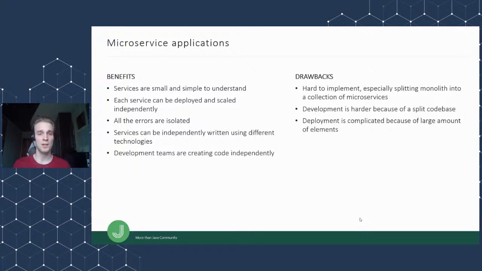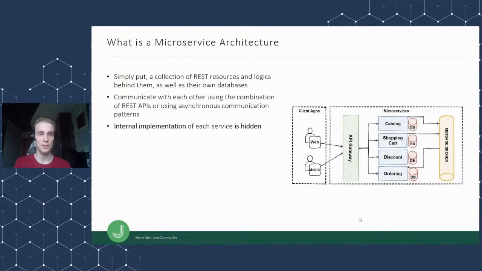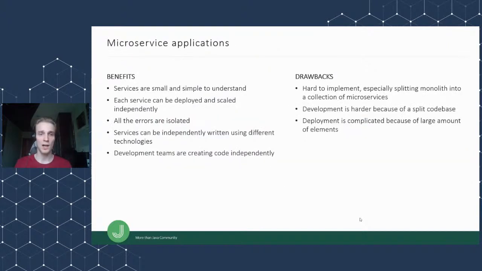Services can be independently written using different technologies, and that kind of connects to the statement that the internal implementation of each service is hidden, because we can create one service in Python, for example, and another in Java, depending on what we need to create. And those services will be connected to each other by their REST APIs, for example, and by some other networking protocols. And it's not really important how they are built internally.